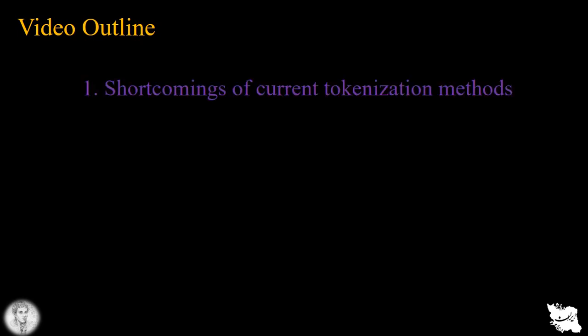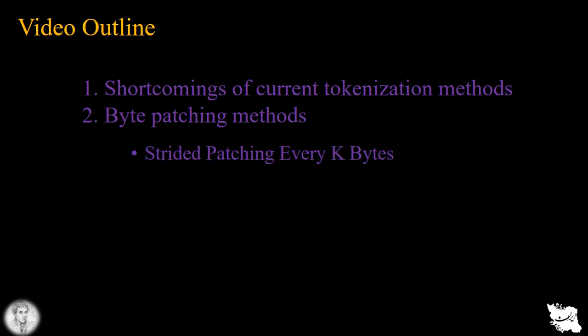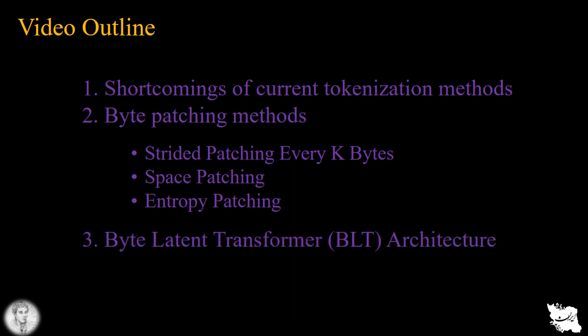The outline of this video is as follows. At first, we discuss the shortcomings and issues that tokenization leads to. Then, we discuss different approaches for segmenting bytes into patches. We will especially discuss strided patching and space patching. Afterwards, we do a quick recap of the concept of entropy, a very important concept in information theory, and then we discuss the entropy-based patching approach. After that, we talk about the BLT architecture, and finally, we discuss the results.